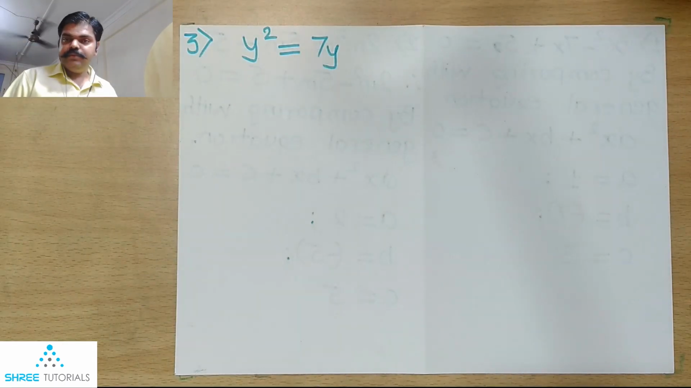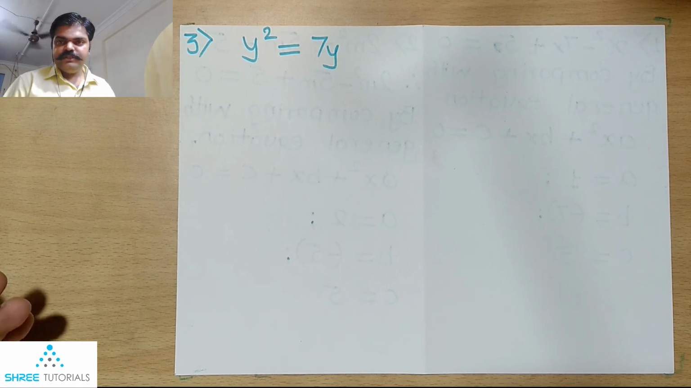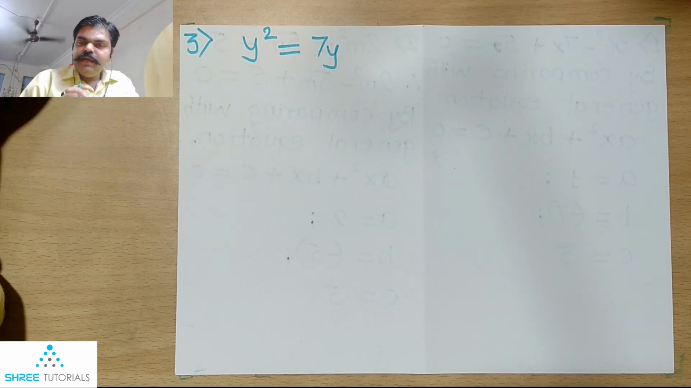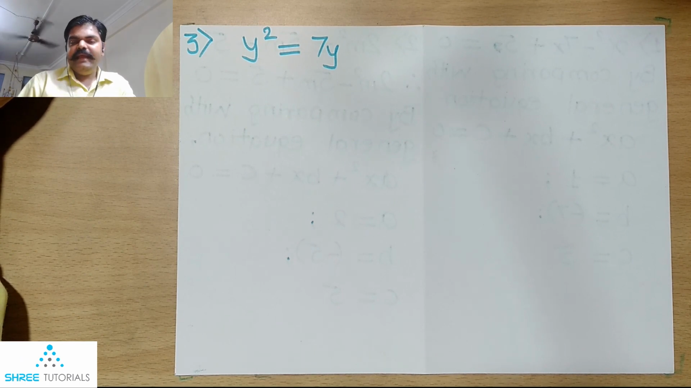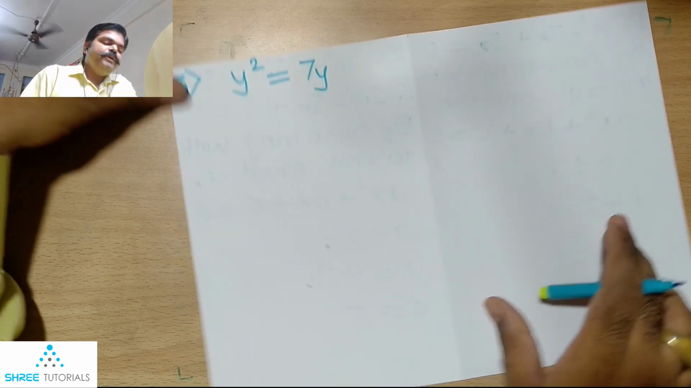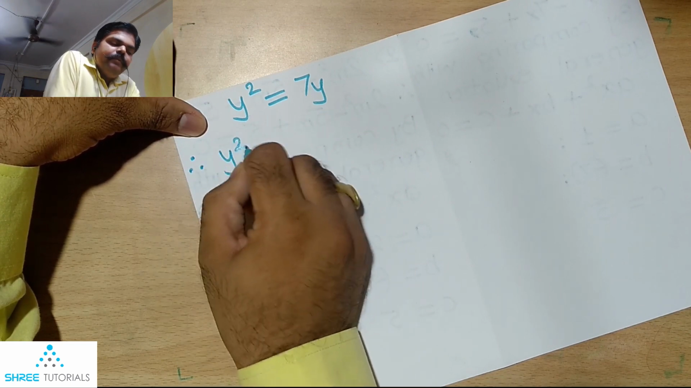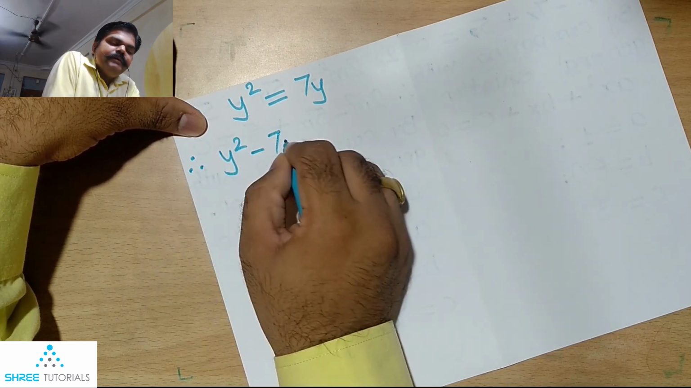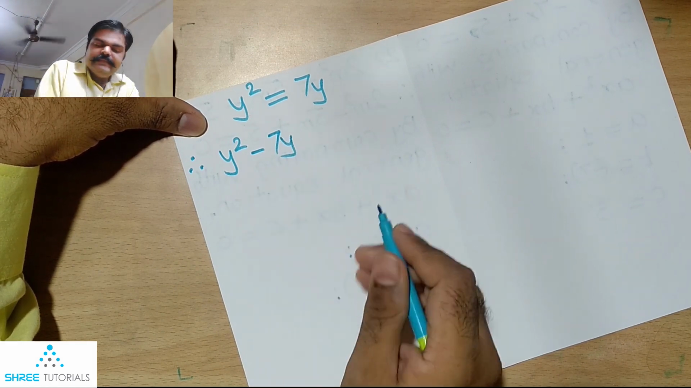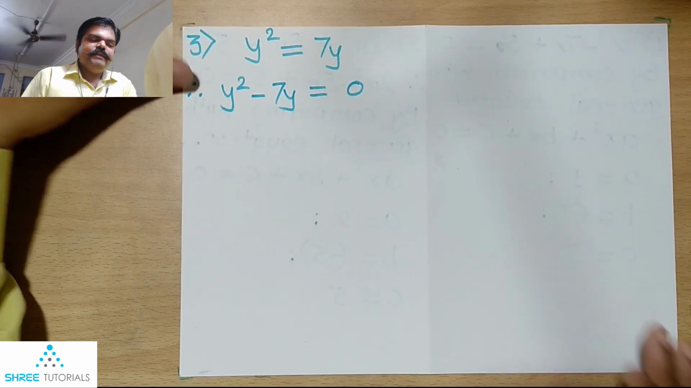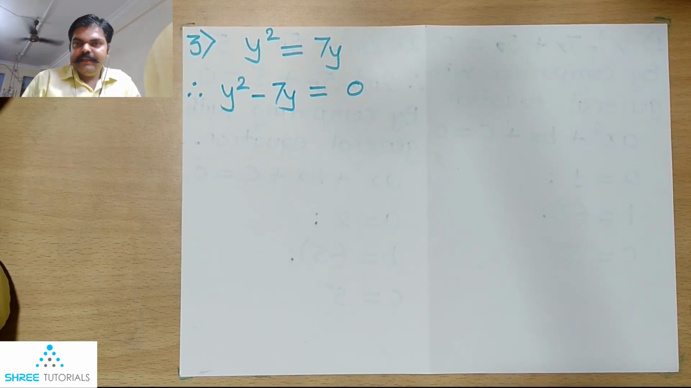Fine. In this equation as well, we are supposed to calculate the values of those constants after comparing the equation. Again, just like our previous example, here as well we will move everything to the left hand side. So our equation will look like y square minus 7y, nothing else is left, therefore it will be equal to 0. That's it. So the main thing has been done.